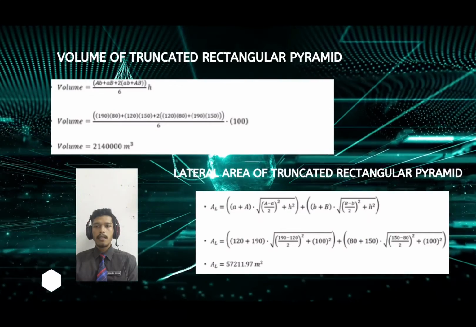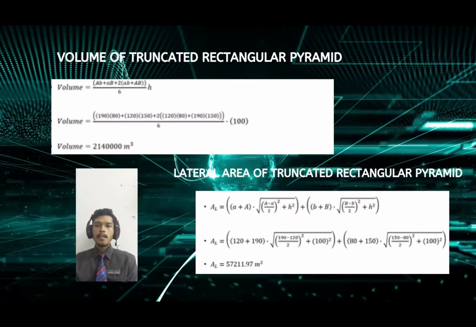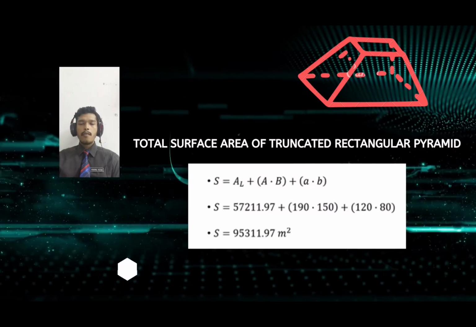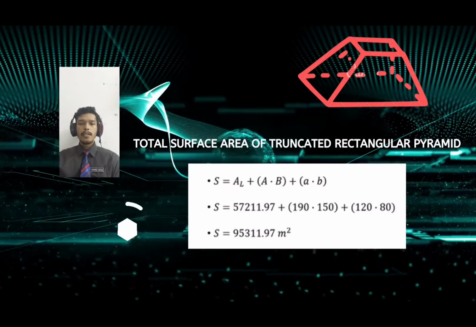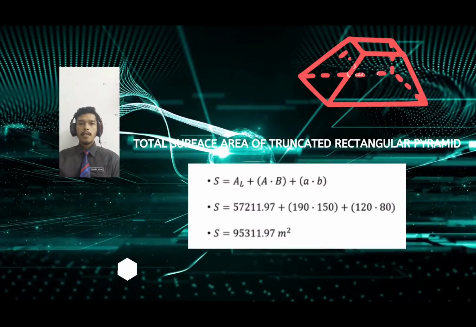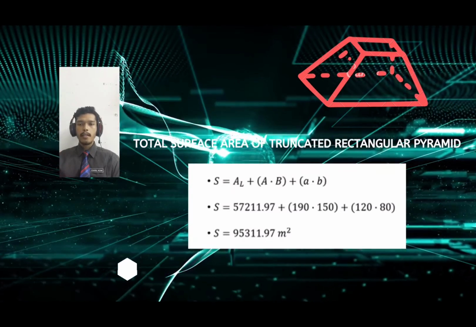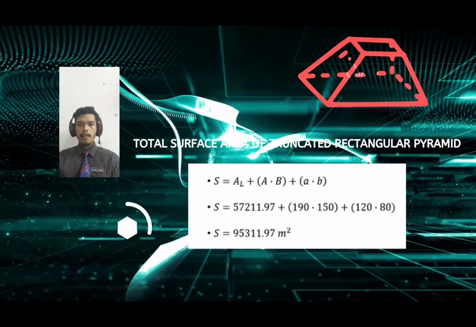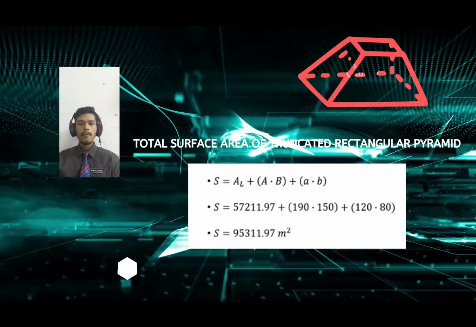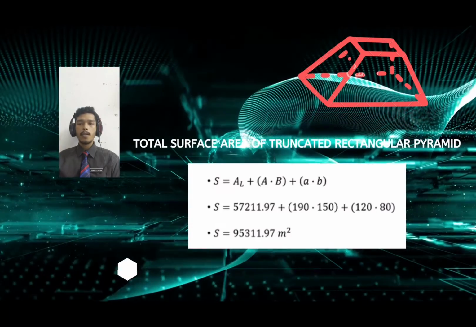57,211.97 meters squared. So to find the total area of a truncated rectangular pyramid, we just add the lateral area plus the area of the 2 rectangles. So we get the total surface area is 95,311.97 meters squared.